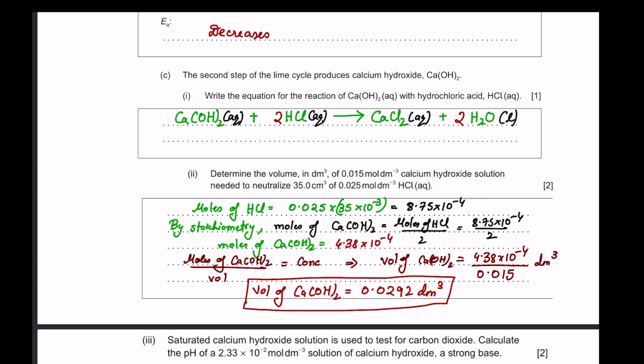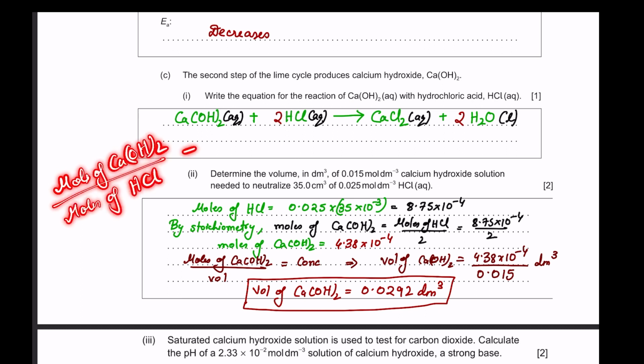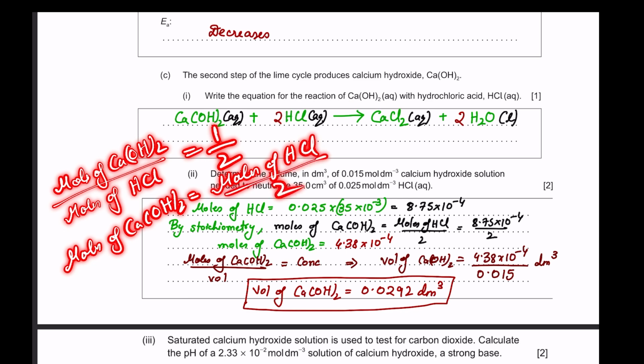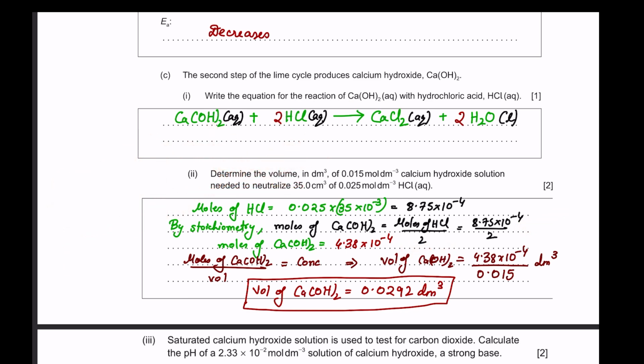Now we have to check this equation. The stoichiometric ratio between HCl and Ca(OH)2 is 2. To neutralize each mole of Ca(OH)2, I would need 2 moles of HCl. So I can write the stoichiometric ratio, moles of Ca(OH)2 divided by moles of HCl, as 1 by 2. So moles of Ca(OH)2 would be moles of HCl divided by 2. That's what I have written here. So from here we can calculate the moles of Ca(OH)2.